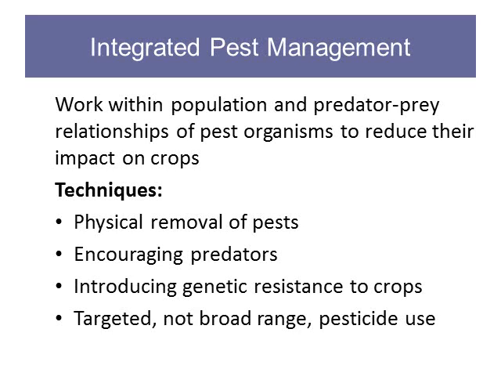That means planting things where predators can live, encouraging spiders, and maybe even releasing ladybugs. Introducing genetic resistance to crops is another way, and we'll talk about that later. And then also targeted, not broad-range, pesticide use: only using pesticides to kill specific populations of pests instead of killing off everything at once.